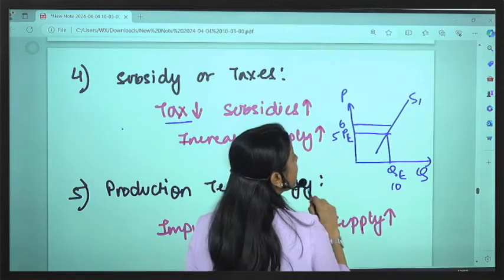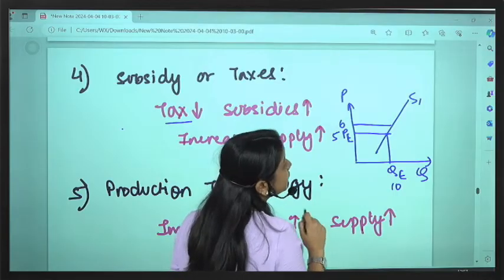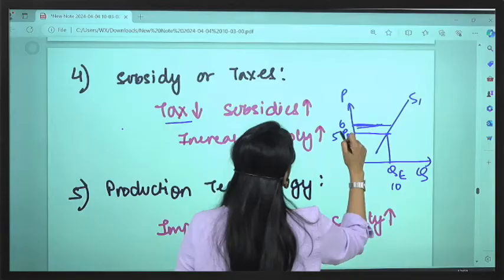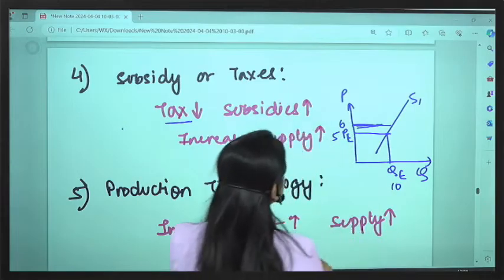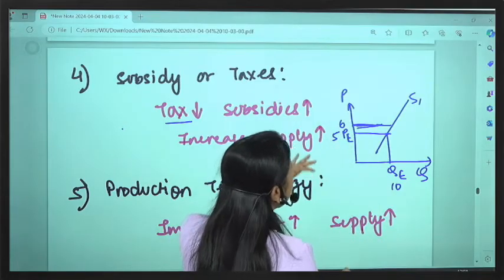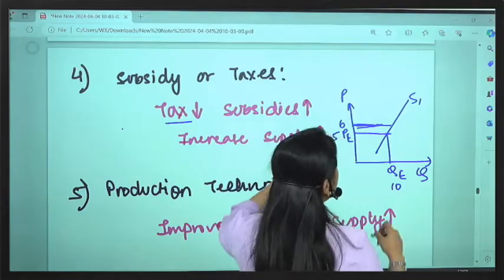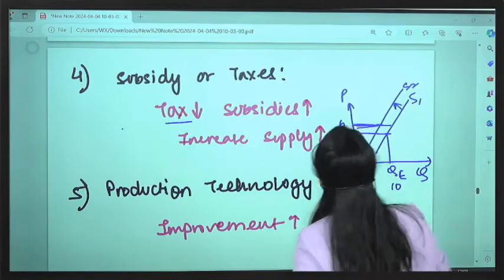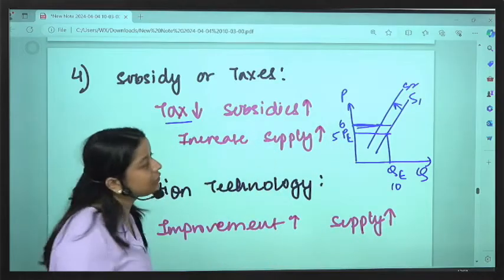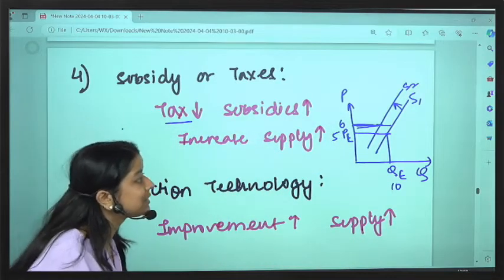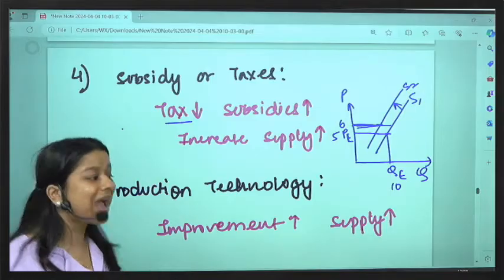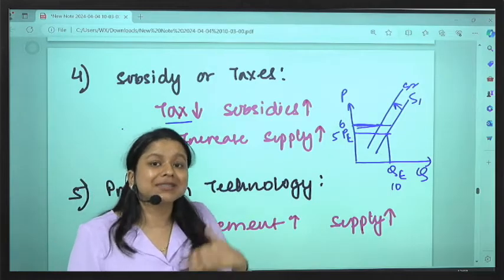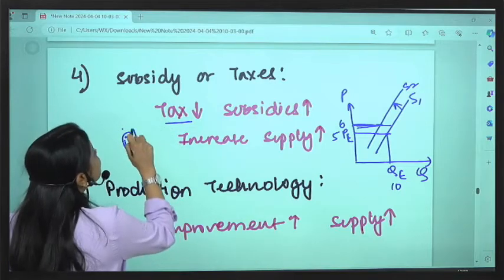It will become 6 per kg, and at this 6 per kg, since the government has applied tax, it has become expensive, right? And so my supply curve will shift upwards. If the government applies tax on a particular commodity or a particular good, it becomes expensive, meaning the price is increasing.